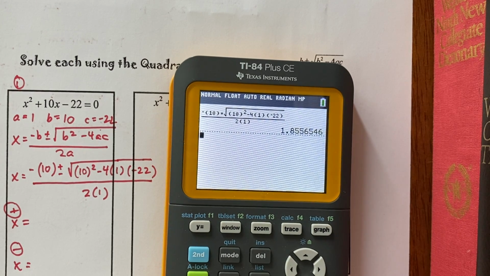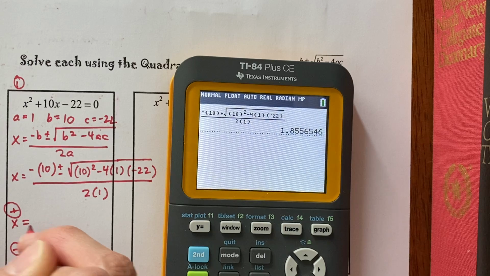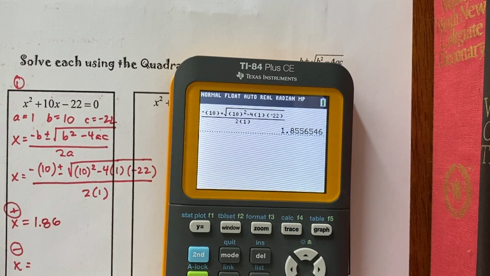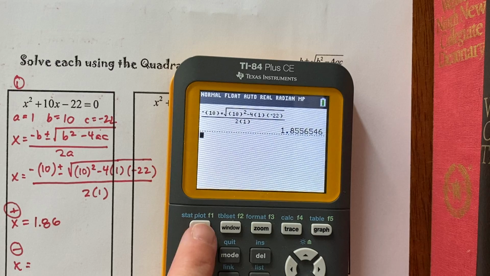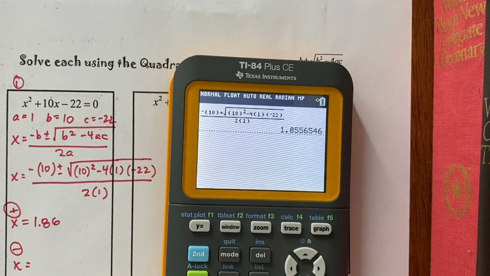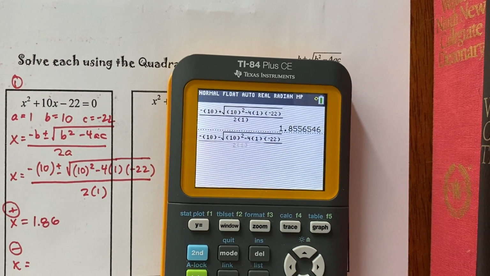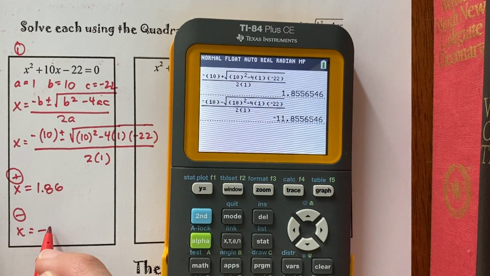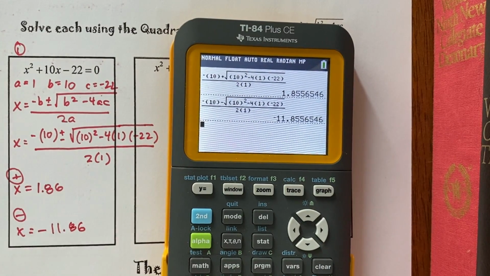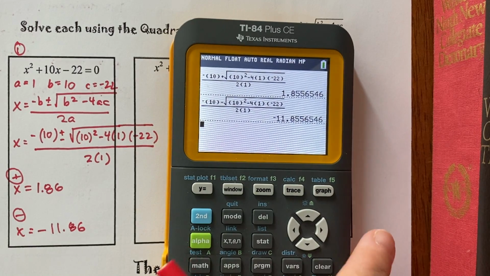I get 1.8556. That 5 will turn to a 6. So my first answer is 1.86. And then I do second, enter, bring that back up, arrow left first, and then arrow up to the denominator, go all the way back to right before the square root, change plus to minus, hit enter again, and my second answer is negative 11.86. Okay?